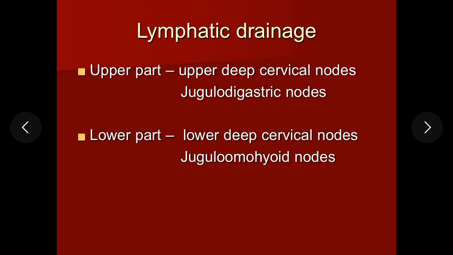Now comes the lymphatic drainage. The upper part of the thyroid gland is mainly drained into the upper deep cervical nodes. To be more precise, they go more to the jugulodigastric nodes. Fine. And the lower part drains into the lower deep cervical nodes, that is the jugulo-omohyoid nodes.